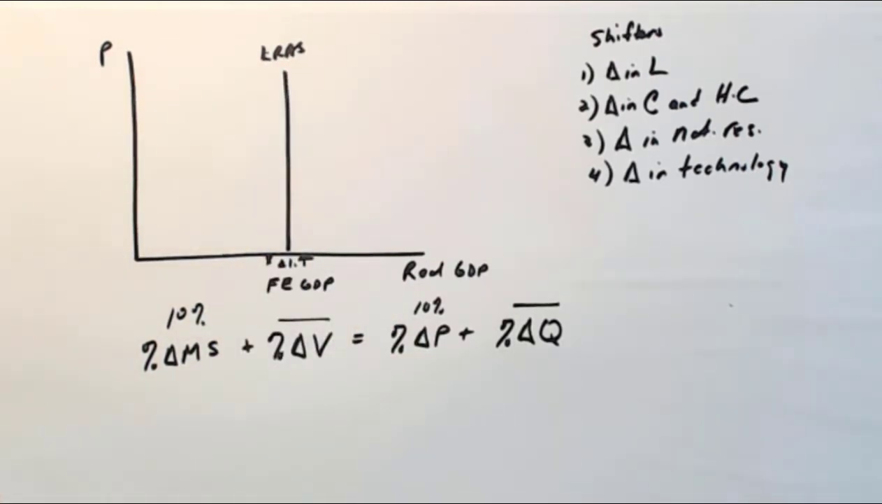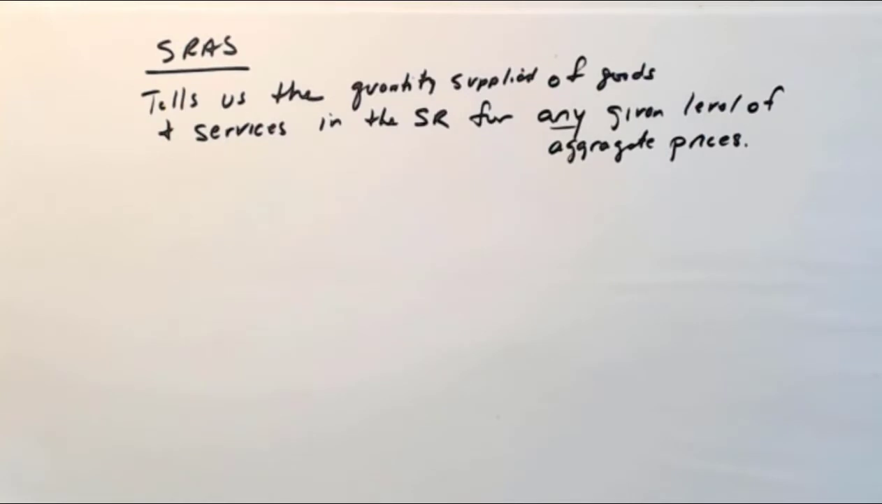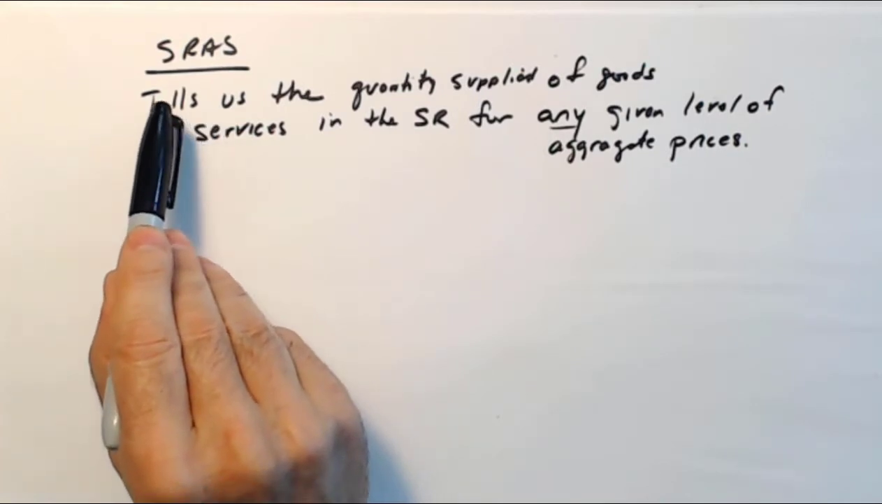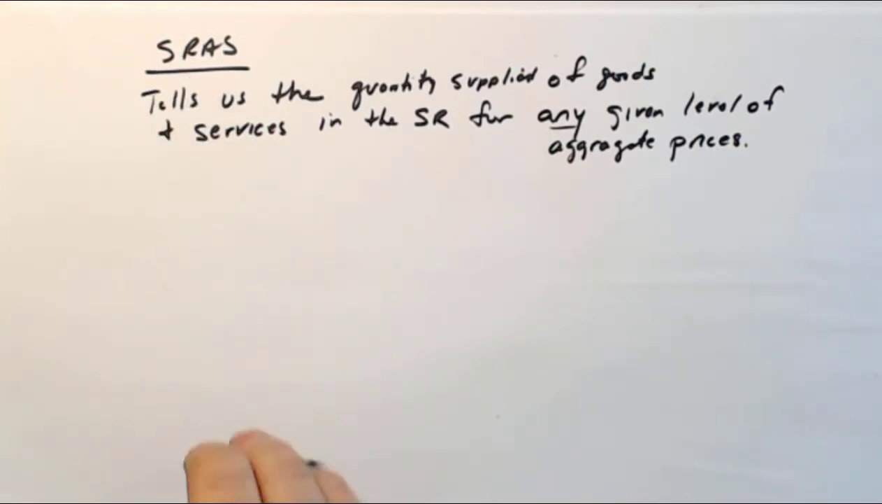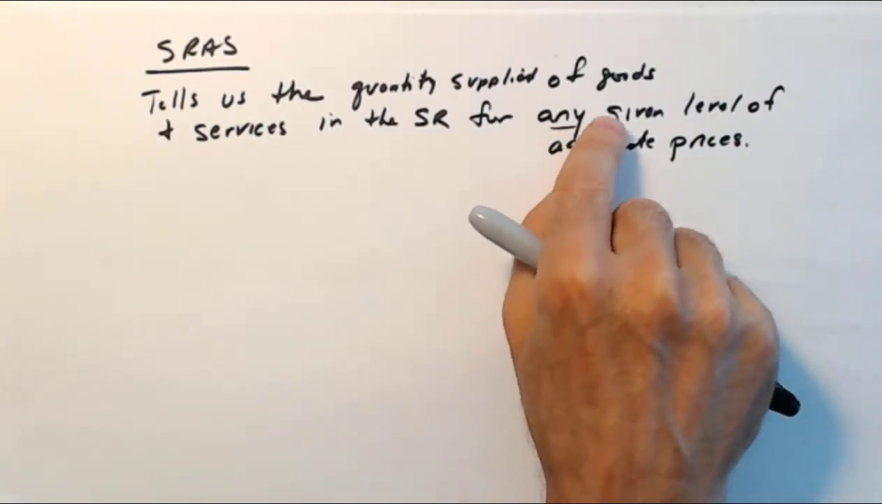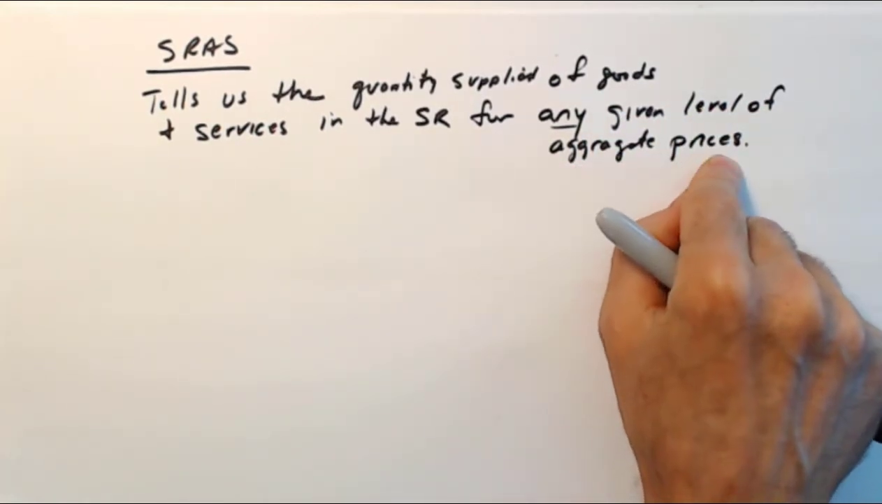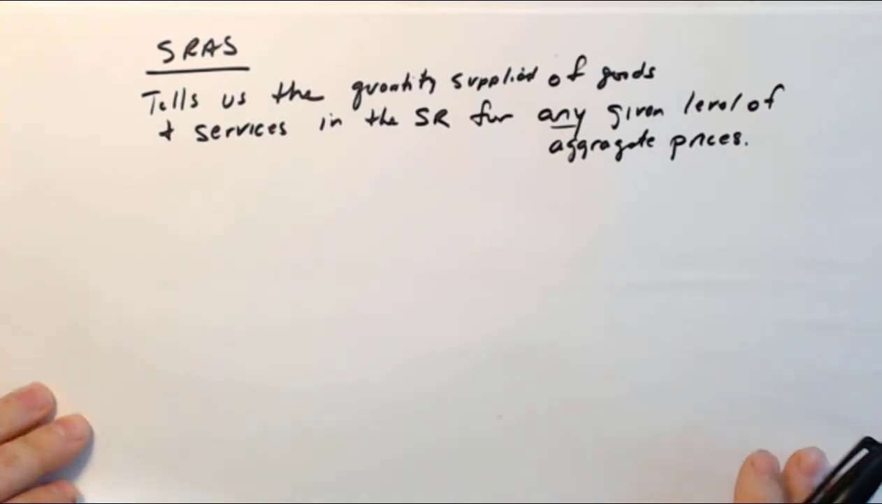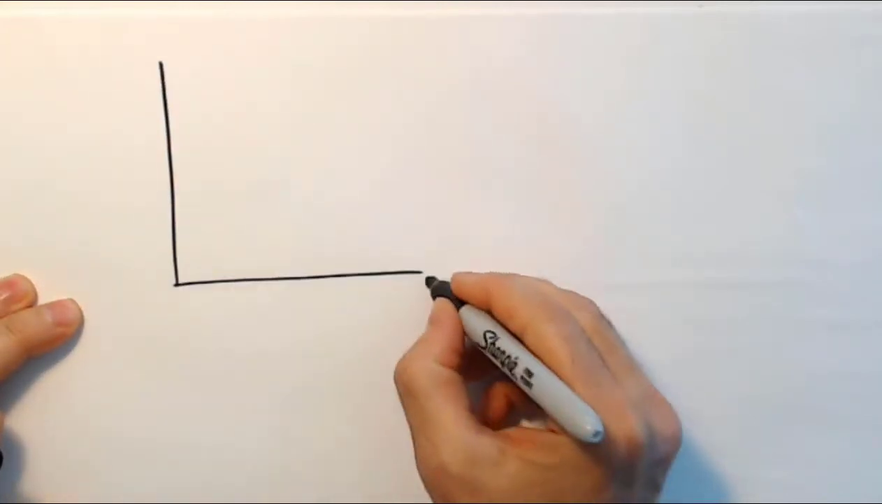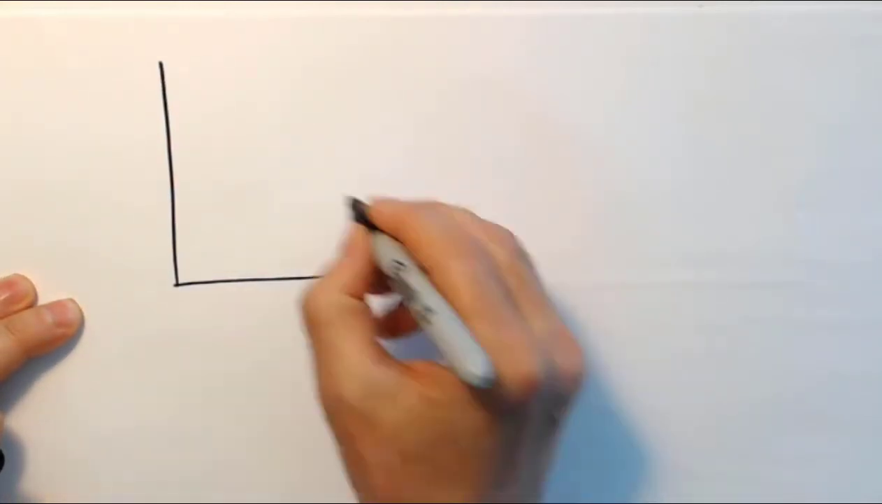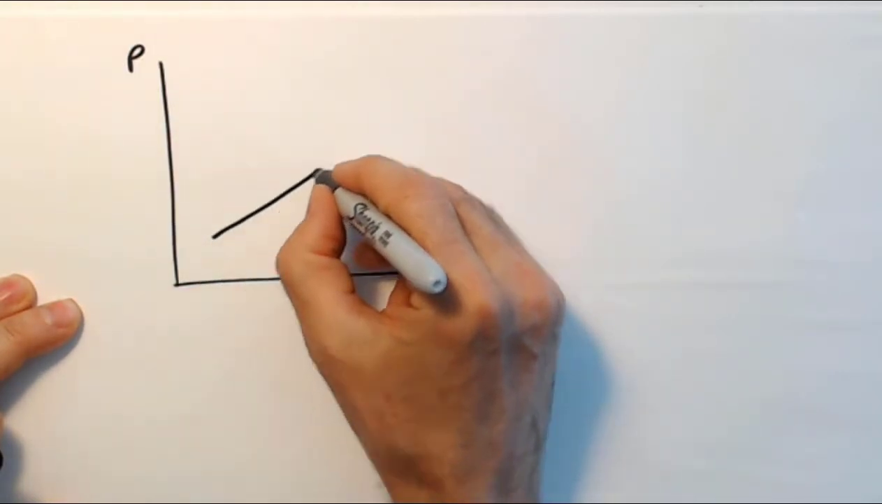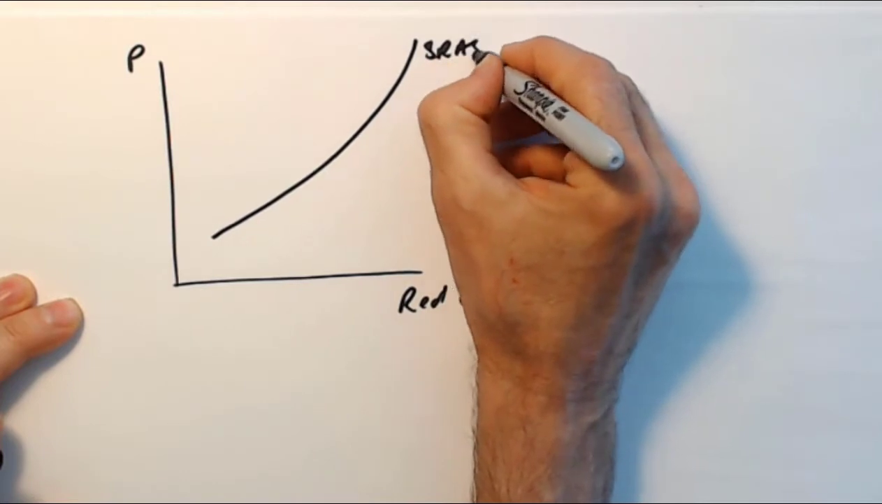Now let's move on to the short run aggregate supply curve. Okay, the short run aggregate supply curve. Let us start out with a definition of it. I think that's important. It'll help anchor us into this concept. The short run aggregate supply curve tells us the quantity of goods supplied in the short run for any given level of aggregate prices. Okay, what does that mean? Well, let's do it graphically. We're going to have real GDP here, aggregate price level here, and we're going to have this upward sloping short run aggregate supply curve.